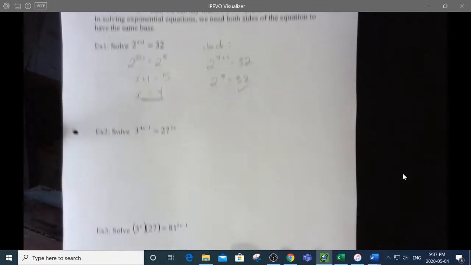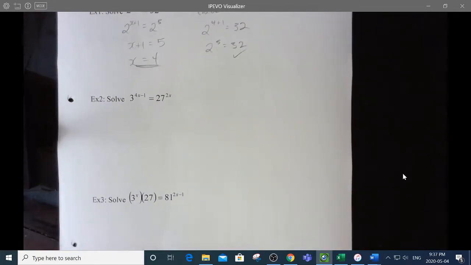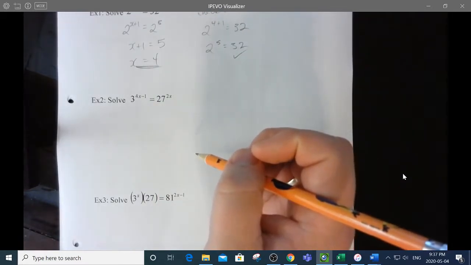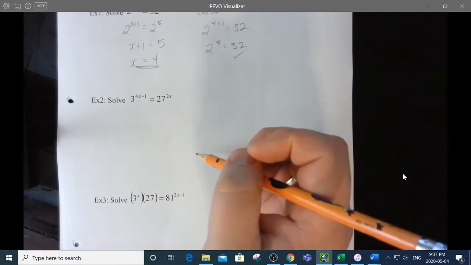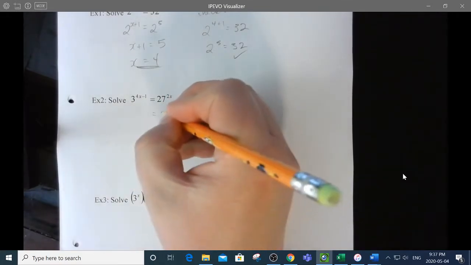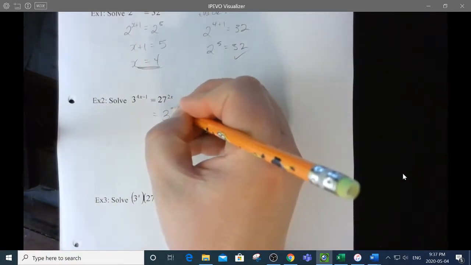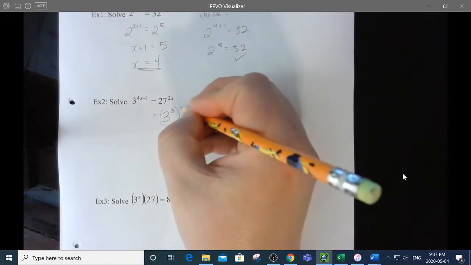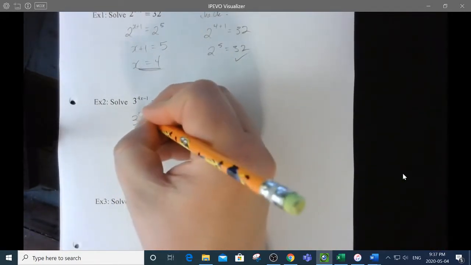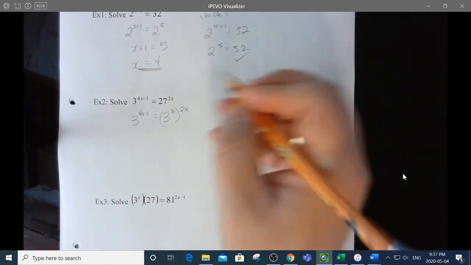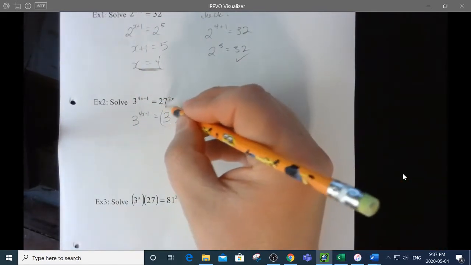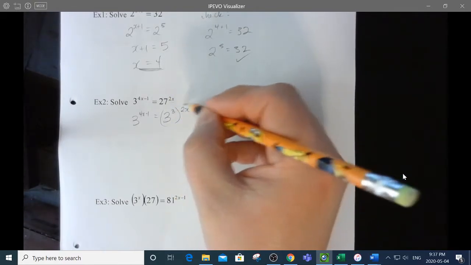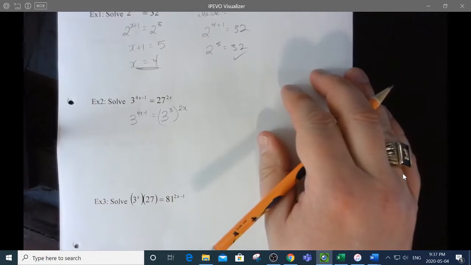All right, let's do one that's a little more complicated, a little tougher. It's got an extra step in it. 3 to this power is equal to 27 to that power. Any ideas? I heard somebody say it. 27 is also 3 to the power of 3, right? 3 times 3 is 9. 9 times 3 is 27. So does everybody get what I did here? I replaced 27 with 3 cubed, and since this 27 is being taken to the power of 2x, this 3 cubed is being taken to the power of 2x, so that's my power of a power rule.